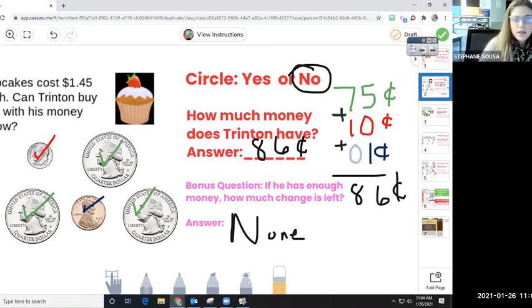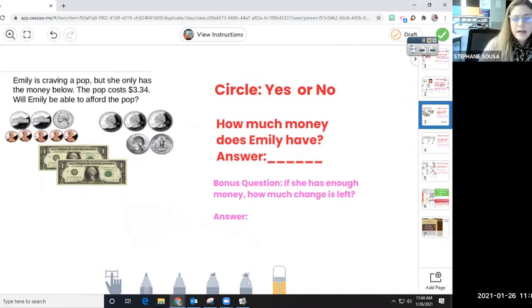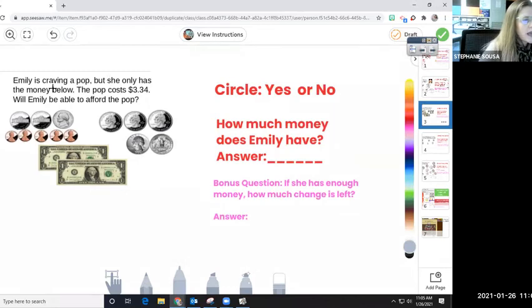All right. Let's take a look at our slide 3, please. Slide 3 is the last one that we are going to work on together. Okay. Emily is craving a pop, but she only has the money shown below. The pop costs $3.34. She must be at a ball game because that's an expensive pop. Will Emily be able to afford the pop?